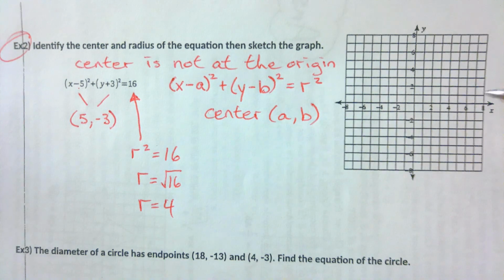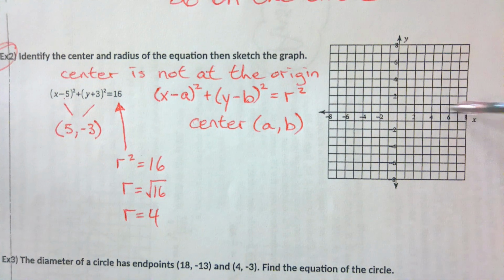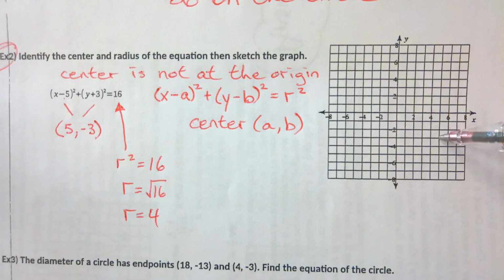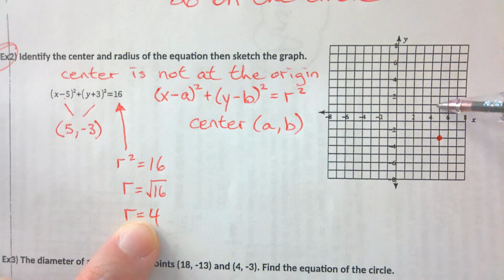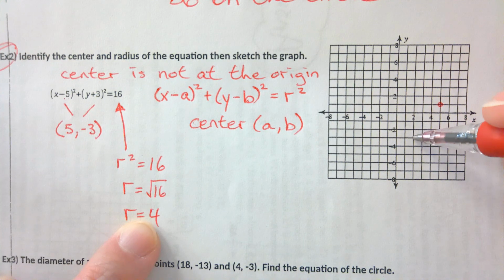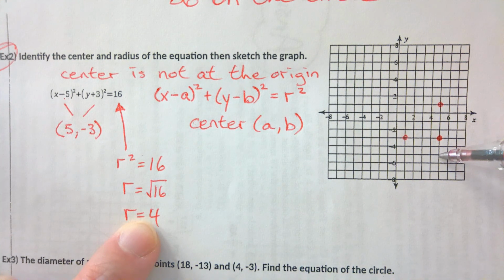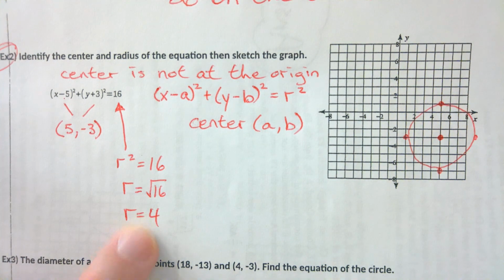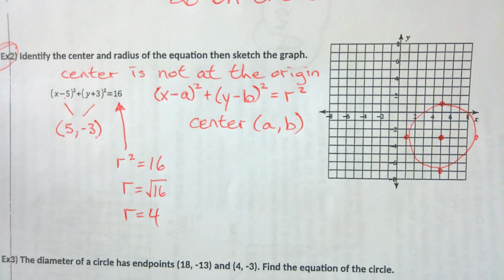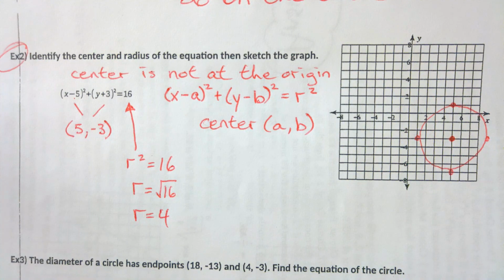So if I were to graph this, 5, -3, that's my center, and I would have a radius of 4. 1, 2, 3, 4. 1, 2, 3, 4. Okay, and then my circle will look like that. Does that make sense to you guys?